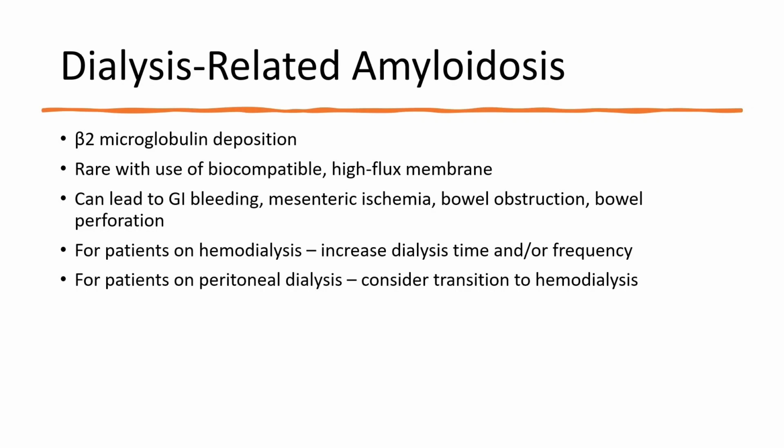Because it's related to the beta-2 microglobulin, increasing clearance would be the goal for management for this. So if patients are on hemodialysis, increasing their time is helpful. If they're on peritoneal dialysis, they're really relying on their residual kidney function to remove the beta-2 microglobulin. So if it's accumulating, they probably need to transition to hemodialysis.